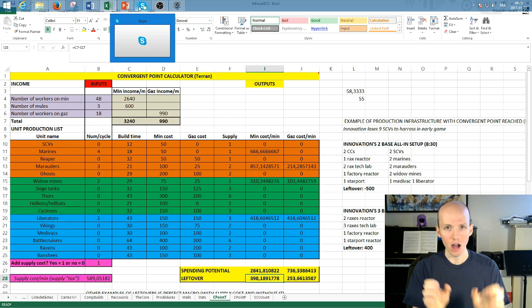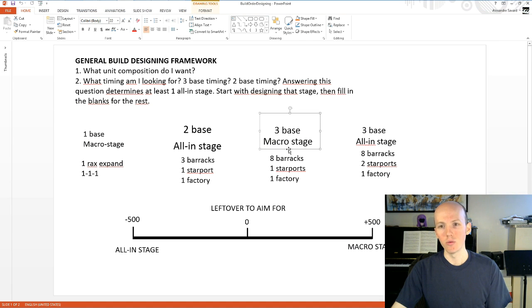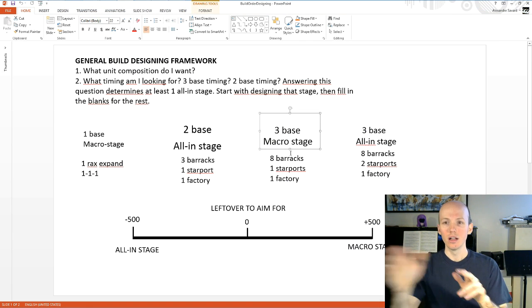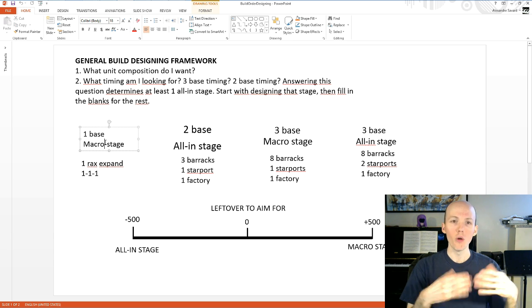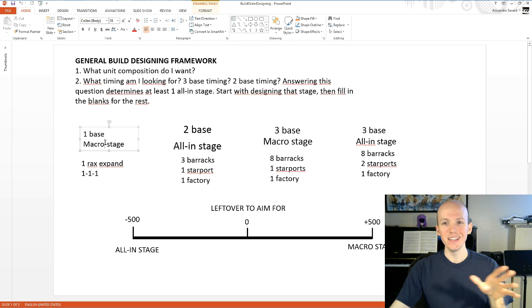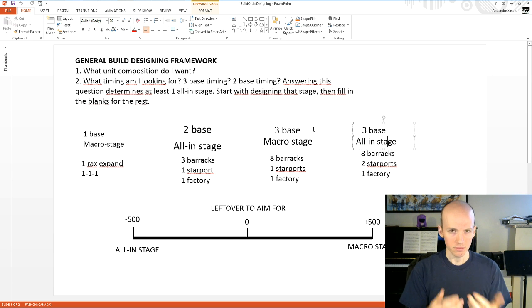I will decide on how many buildings I need at this point in time, and then I will fill in the blanks. I will add the 3 base macro stage, or just the 3 base setup I will need afterwards, and I will decide on an opening I'm going to use. So maybe for these stages, I'm going to use more of the staple convergent points that are available out there that the pro players use, or maybe I'm going to design them myself too. I mean, you're free to do that also.